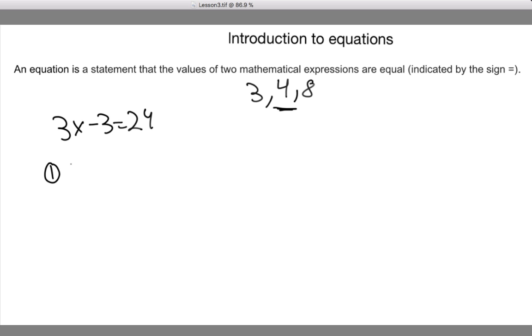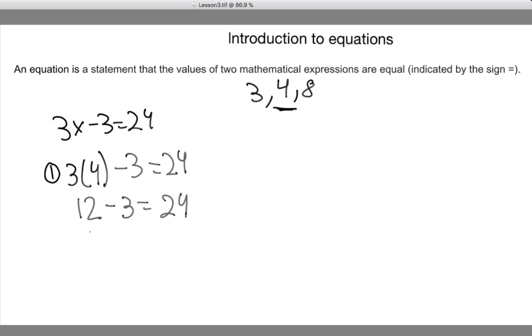So suppose we plug in 4. Suppose we plug in 3 times 4 minus 3 equals 24, right? Now we get 3 times 4 is 12, minus 3 equals 24. So 12 minus 3 is equal to 9, and 9 is not equal to 24, which makes this not an equation, right?